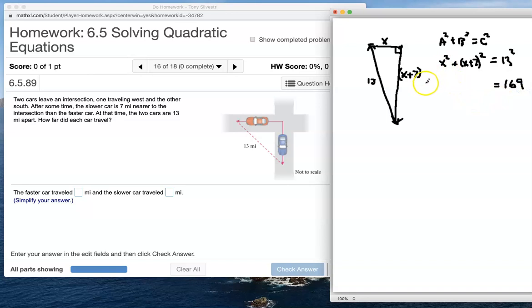X squared I'm going to put over here because I need to do a little math on this bundle. Now, what does this bundle mean? A lot of people get this wrong, but I'm going to show you what it really means. It means that I've got to take this x plus 7 and multiply it by itself. That's what the square means. X plus 7 squared means multiplying it by itself.